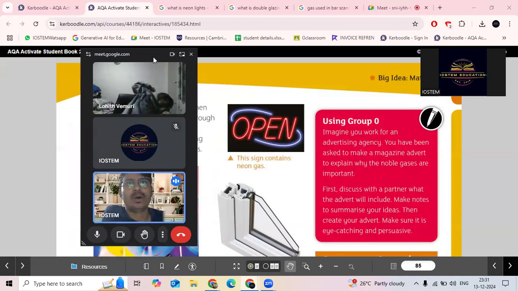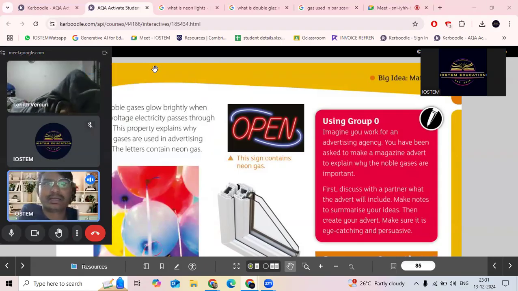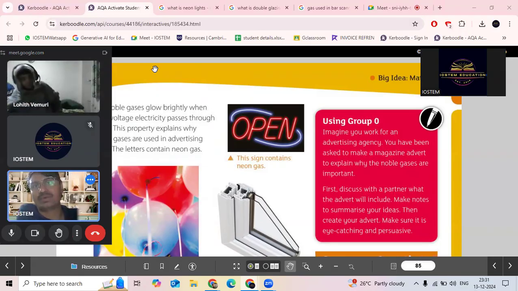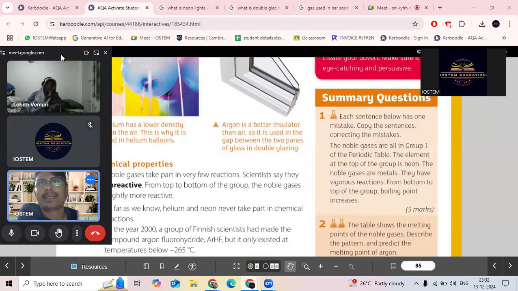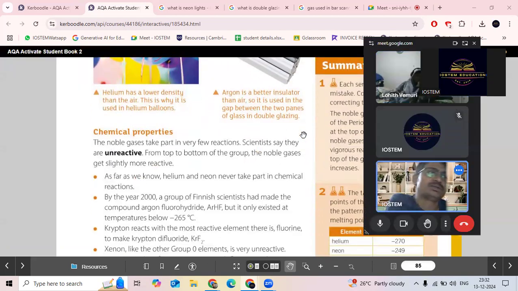Now, as we discussed already, there are several uses of noble gases. In the glazed window we use noble gas to prevent heat transfer, so heat should not go out from the room or come inside the room. And the neon light, and the balloon in which we use helium gas. There are lots of uses. Some chemical properties you can write: it is highly inactive. They don't react with anything. That's why we call them inert gases.